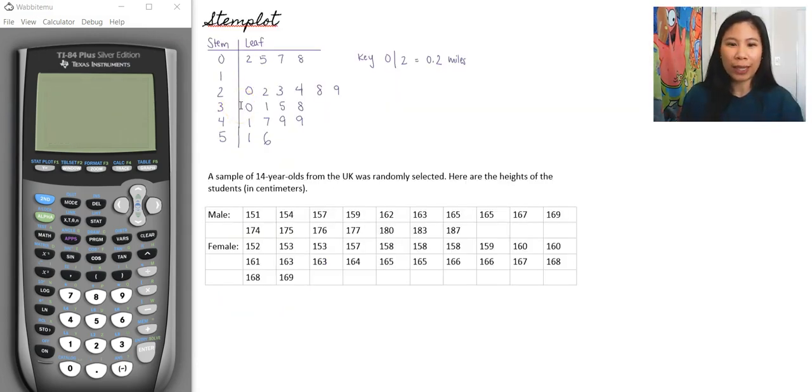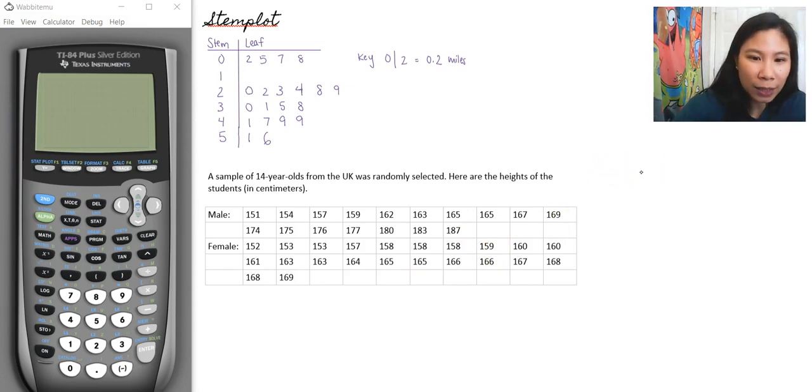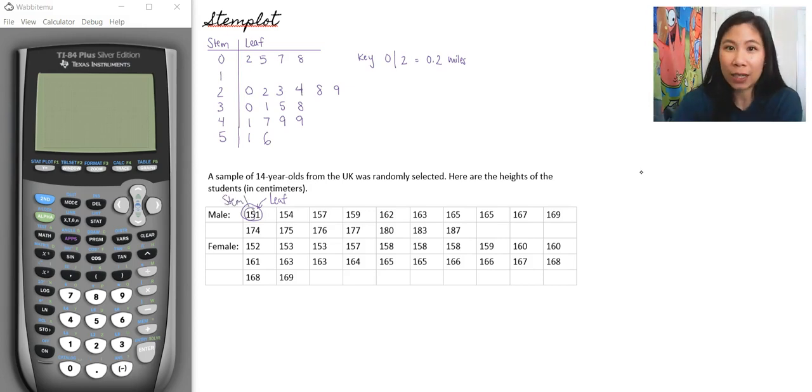So this time I wanted to do a data set where we have 3-digit numbers. As you can see, it's a sample of 14-year-olds from the United Kingdom, randomly selected. Here are the heights of the students in centimeters, because everywhere else uses the metric system instead of inches and feet. So here, all of our data is 3 digits long. In order to make our stem and leaf plot, the last digit of each data point is going to be the leaf. If we had this 151, the last digit, the 1, would be the leaf, which means the 15 would be the stem, because that's everything else in the number other than the leaf.